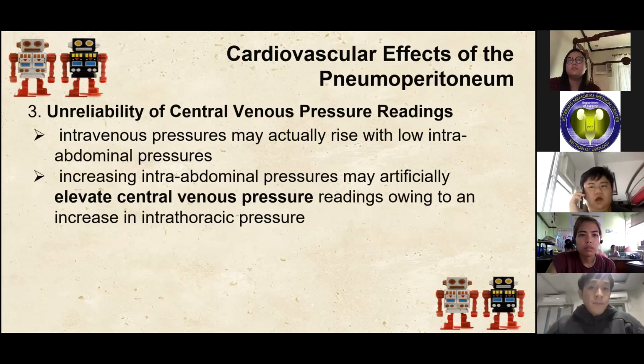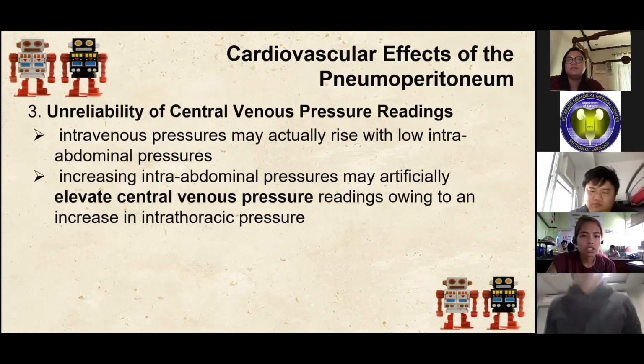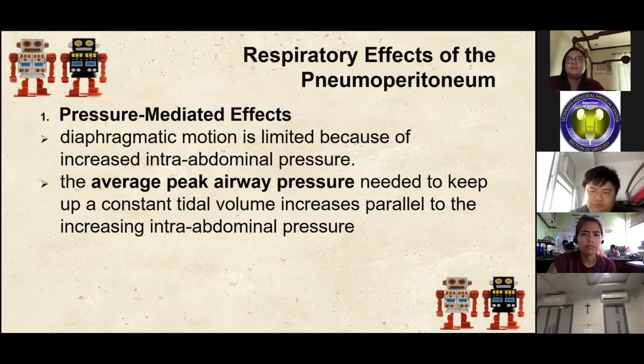Another effect would be the unreliability of CVP readings. Intravenous pressure may actually rise with low abdominal pressures, and increasing intra-abdominal pressures may artificially elevate central venous pressure readings owing to an increase in intrathoracic pressure.